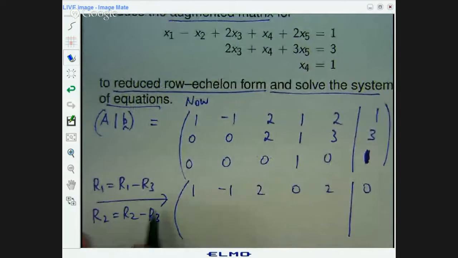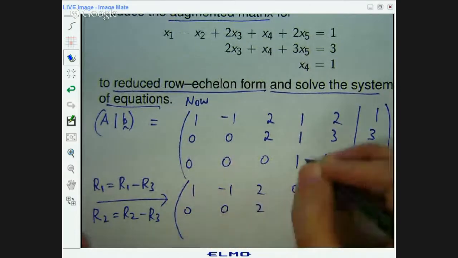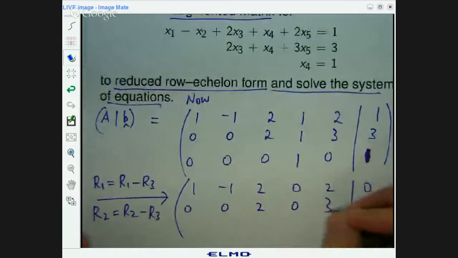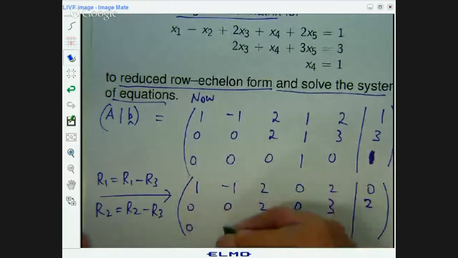Right, row 2 equals row 2 minus row 3. So that's going to be 0, 0, 2, 0, 3, and 2. And row 3 doesn't change.